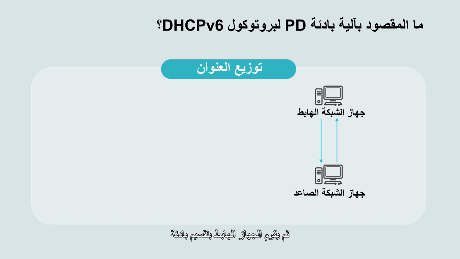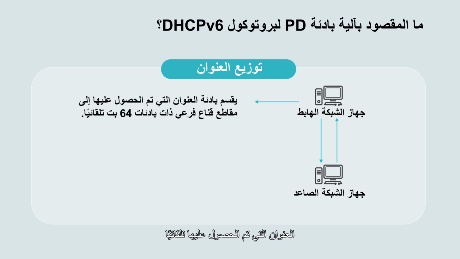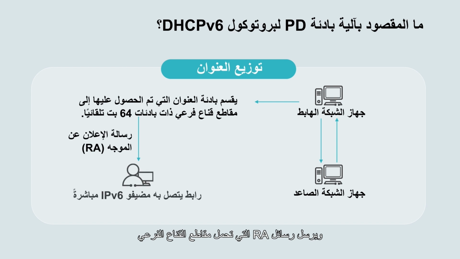The downstream device then automatically divides the obtained address prefix into subnet segments with 64-bit prefixes and sends RA messages carrying the subnet segments on the link that IPv6 hosts directly connect to. This enables IPv6 hosts to automatically configure IPv6 addresses, implementing hierarchical address deployment.